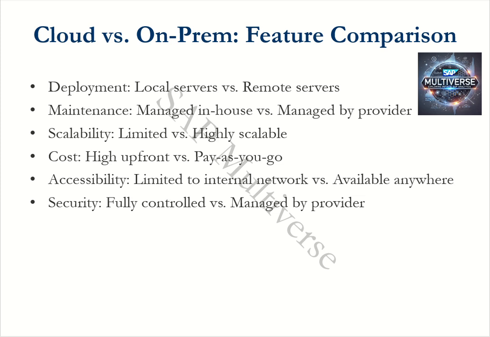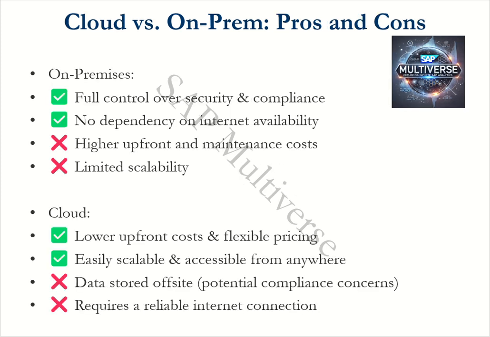Accessibility wise, on-premise is mainly limited to the internal network, whereas the cloud is available everywhere with just an internet connection. Security wise, on-prem is fully controlled, whereas the cloud is managed by the cloud providers. We understood what is on-premise system, cloud, and the differences between on-prem and cloud.